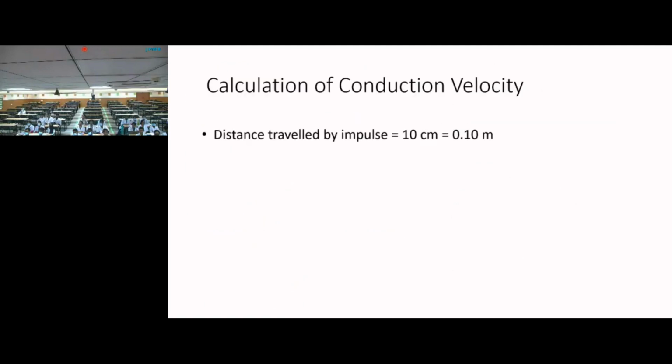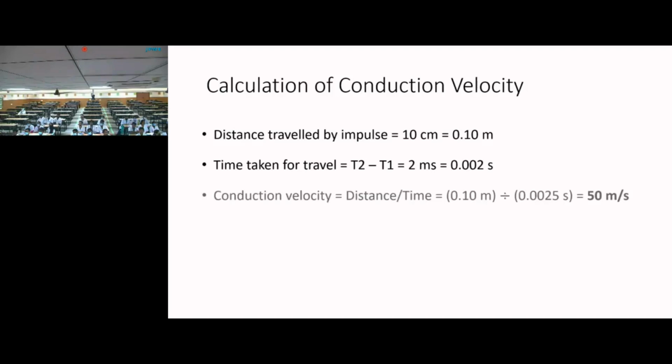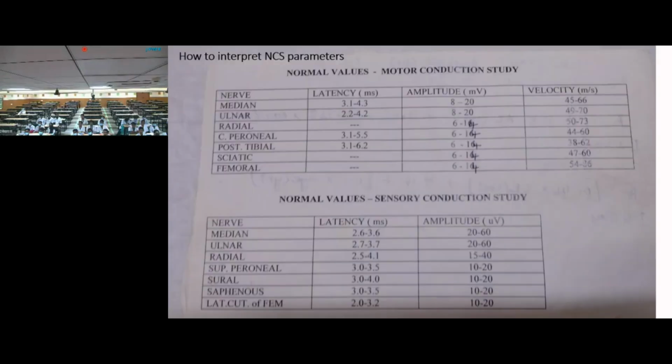So on calculating, we know the distance is 10 centimeters and the time taken is 2 milliseconds. When we divide, we get the conduction velocity. Again, we have standardized values for each nerve. We compare them with our result and then interpret our values. Clear? So these are the standard values that we follow in our lab for motor nerve conduction studies and sensory nerve conduction for different nerves.